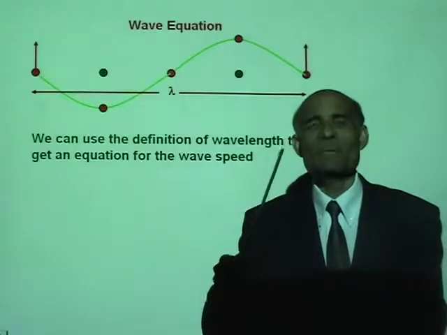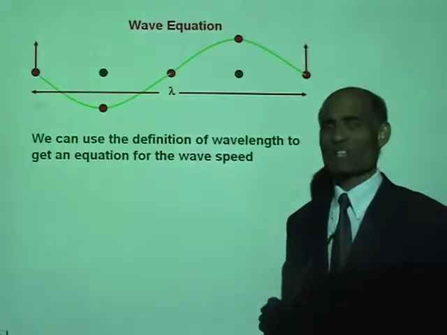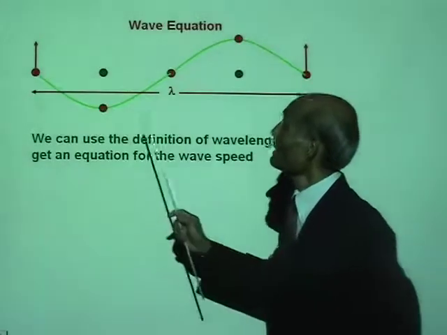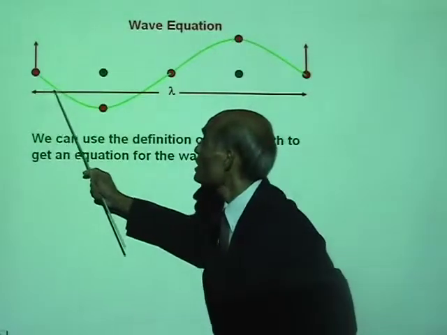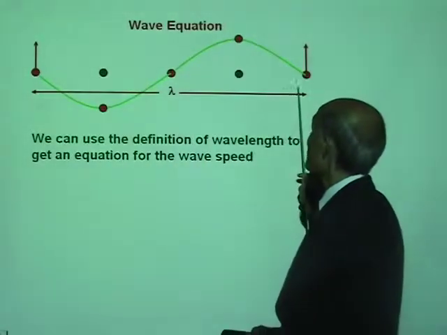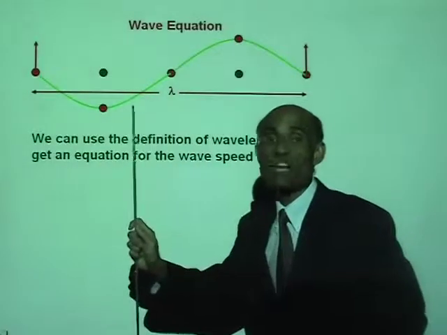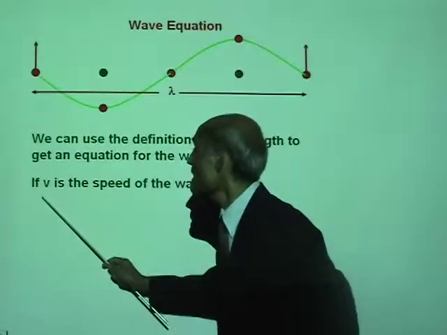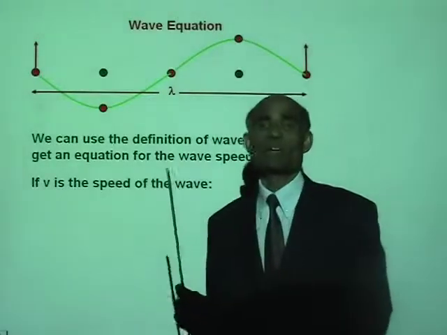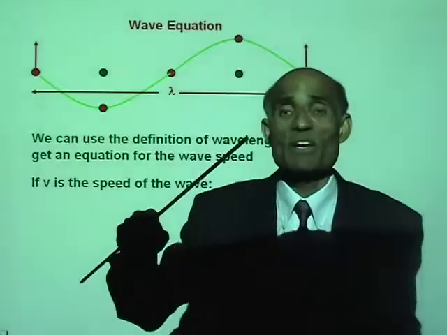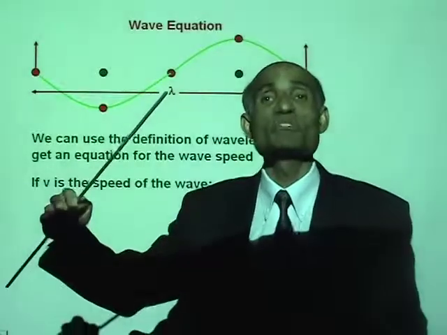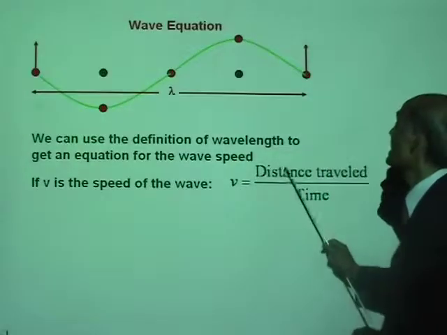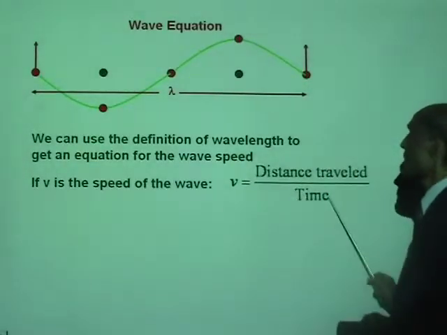Alright, can you tell me what the definition of wavelength is? What is the definition of wavelength that we had? Well, our definition is wavelength is the distance advanced by the wave during a time of one period, right? So if v is the speed of the wave, you know how speed is defined. Speed is distance divided by time. Is that right? Yes. So v, the speed, is distance divided by time.